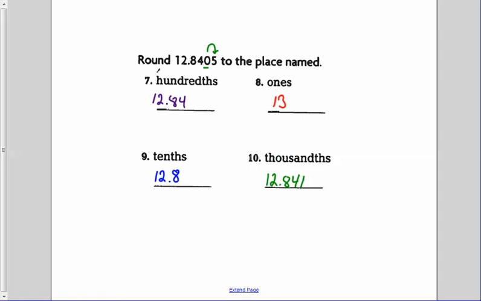That's the end of the lesson on rounding decimals and whole numbers.